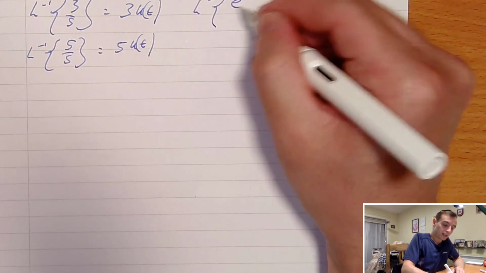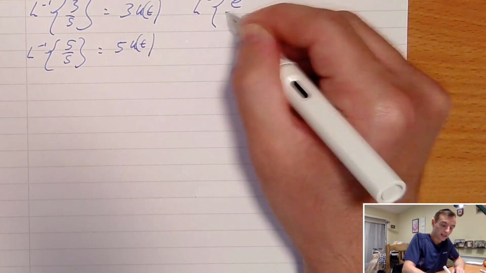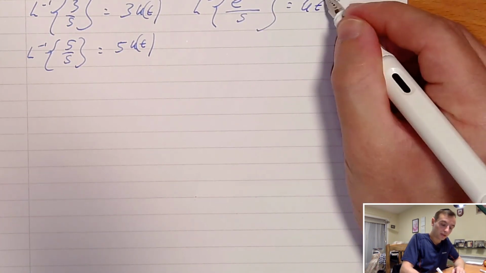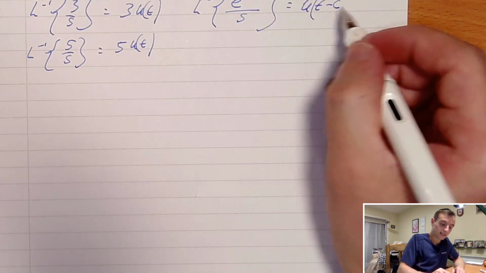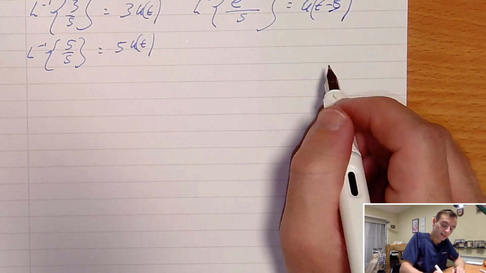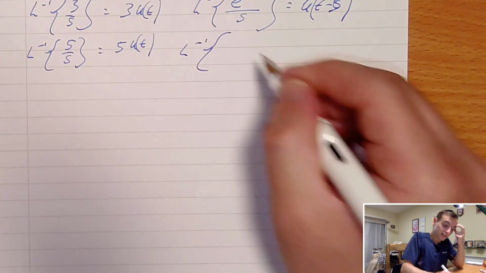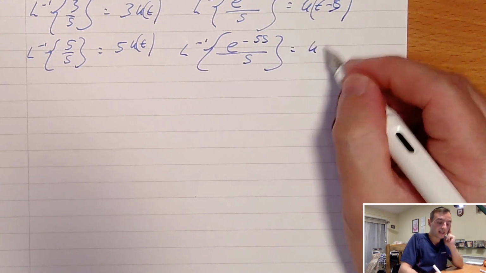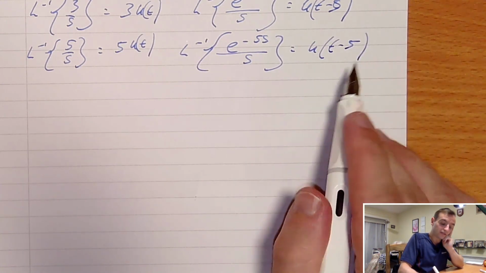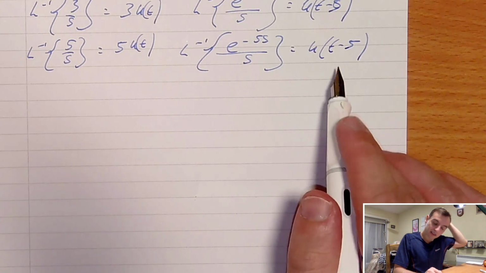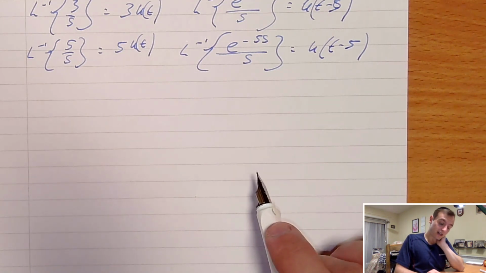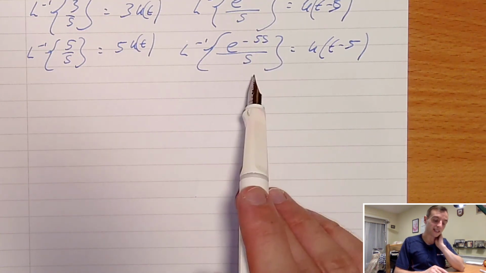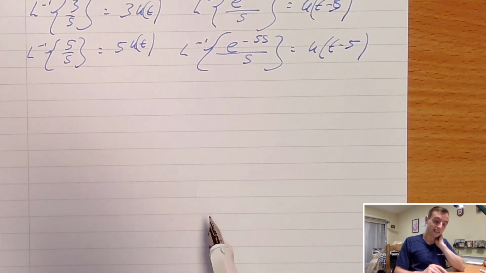If we had the inverse Laplace transform of e to the minus 3s on s, that's going to be equal to u(t minus c). In this case, c is 3, so it's going to be u(t minus 3). If we had the inverse Laplace transform of e to the minus 5s on s, that's going to be equal to u(t minus 5), which is saying simply that the function starts at t equals 5. And if you look at the definition of Laplace, you can see why the forward transform is going to be e to the minus 5s on s.